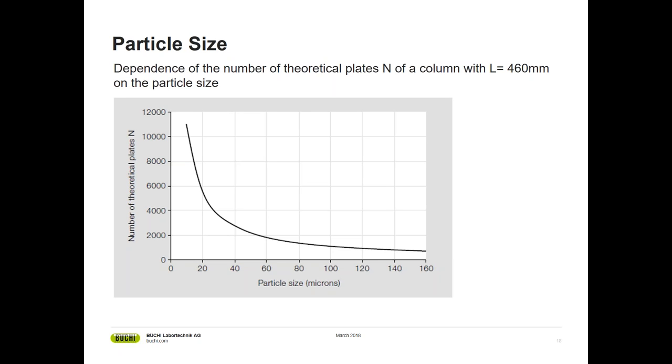silica. The smaller the particle size in a cartridge, the higher is the total surface, and this increases the possible adsorption and desorption steps, which means the number of theoretical plates. And what you see here in this curve is this effect is getting very strong, especially below 40 micrometer.